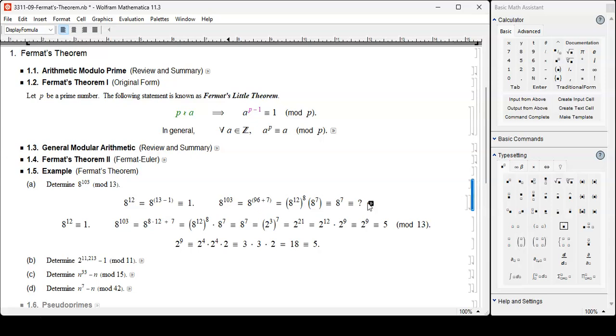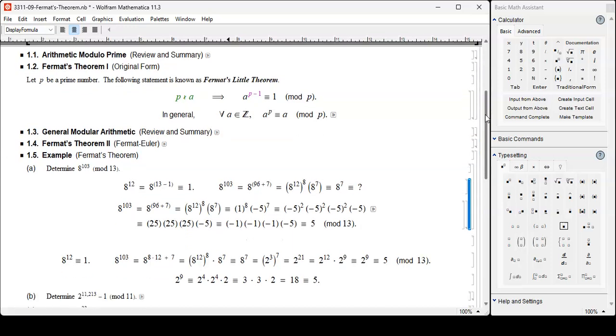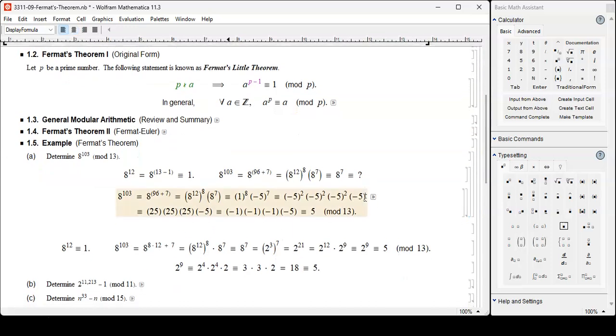Let's see, what did I do in my answer key? Yeah, it's the same thing, 8 to the 7th power. How do you handle 8 to the 7th power? Oh, okay, all right. I did a little bit differently. 8 is reduced to -5. -5 squared is positive 25, and that's -1, because 13 times 2 is 26. Okay, we have a bunch of -1s. Oh, okay, this computation looks simpler to me.